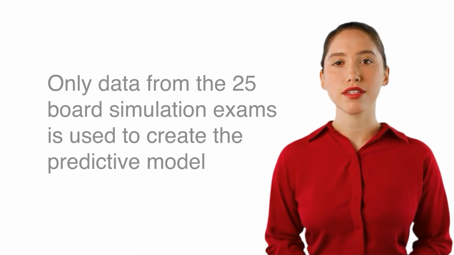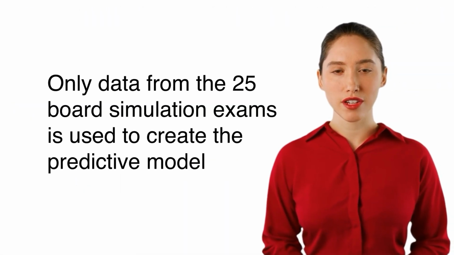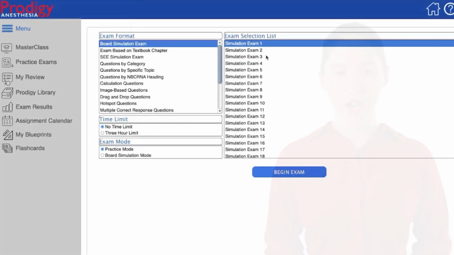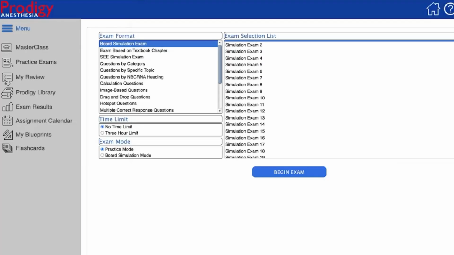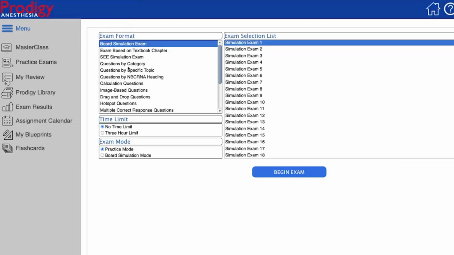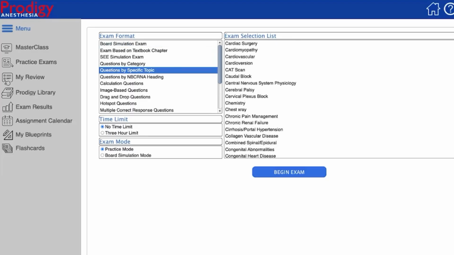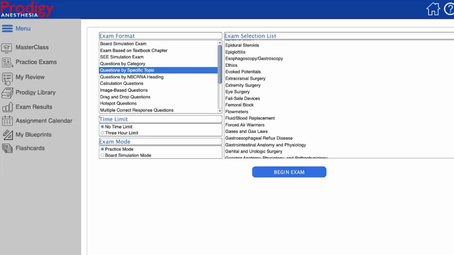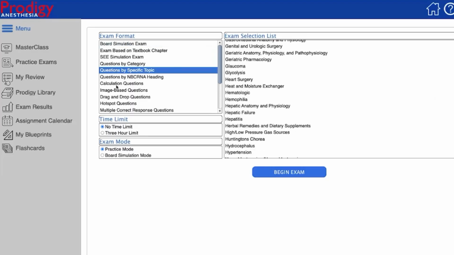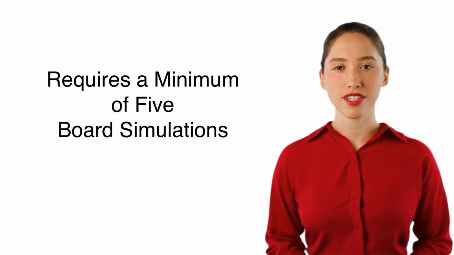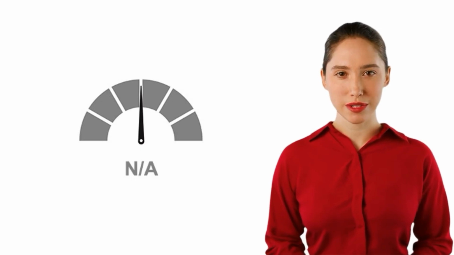It's important to note that the only data used to create the model are the percentile rankings on the 25 board simulations in Prodigy Connect. You can complete quizzes and answer questions by any other mechanism such as NBCRNA category, specific topic, or complete masterclass quizzes. And while that data is important, it is not used to create the prediction. Also, you must complete a total of 5 board simulations before a prediction is even attempted. If you haven't completed 5 simulations, then the indicator appears gray.